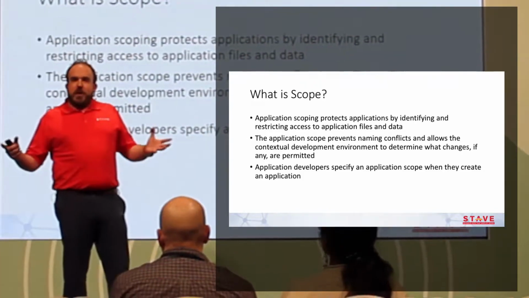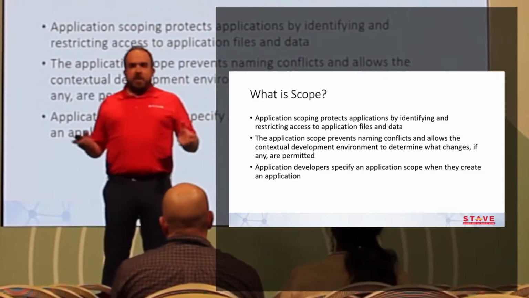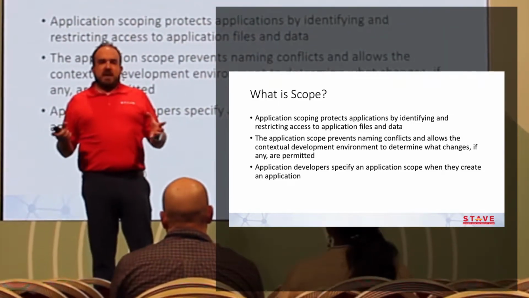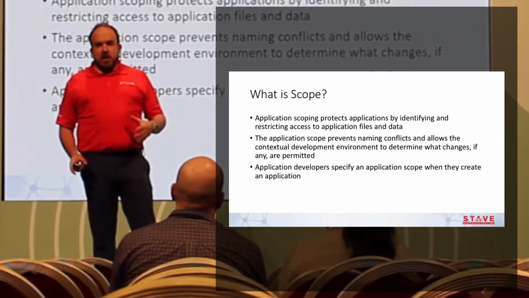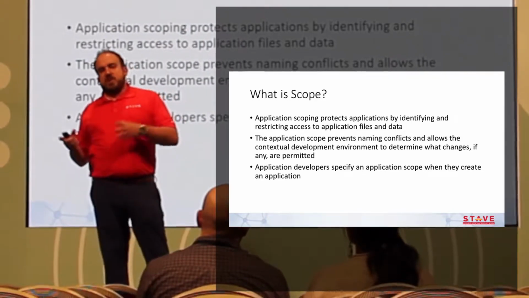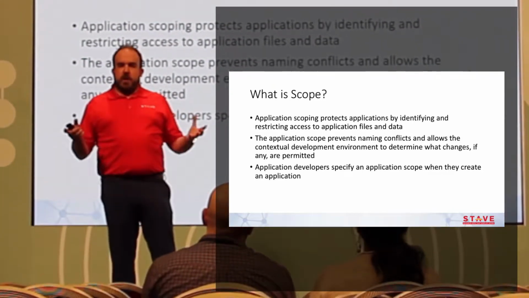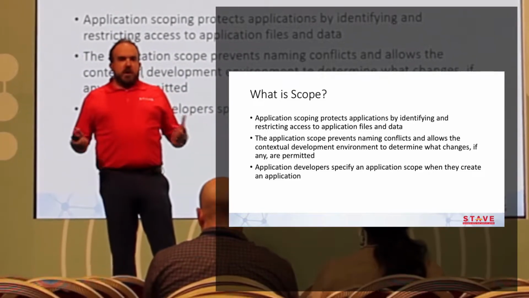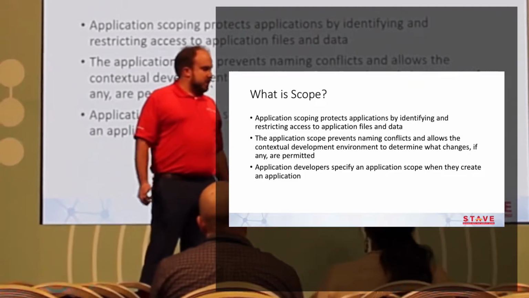So, first thing we're going to cover is what is scope, what does scope mean? Application scoping basically protects an application and segregates it within the ServiceNow environment. So it's going to give you better data protection, you can assign specific developers to your application, so you get much better governance over your platform, and you can get other business units to join in your platform as well.